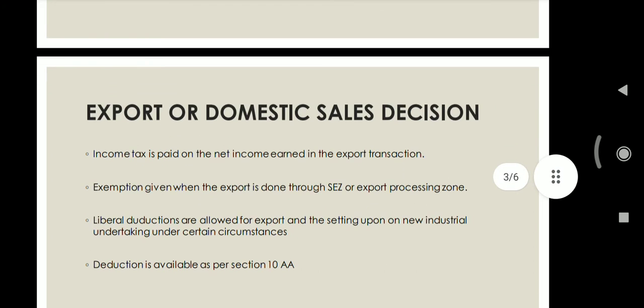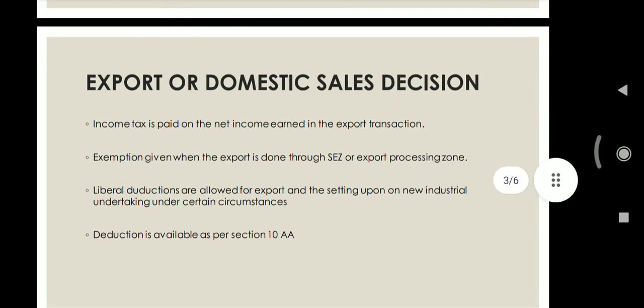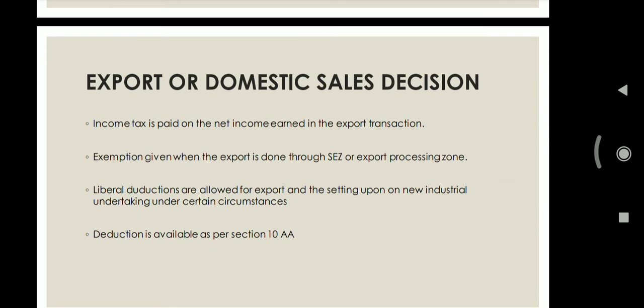Then, what is the export or domestic sales decision? The income tax is paid on the net income earned in the export transaction. Exemption is given when export is done through a special economic zone or export processing zone. Liberal deductions are allowed for export and for setting up a new industrial undertaking under certain circumstances. Deduction is available under section 10AA.